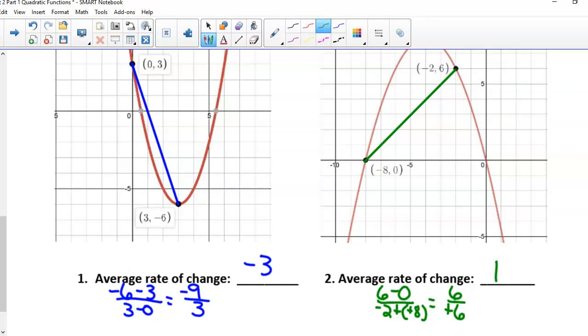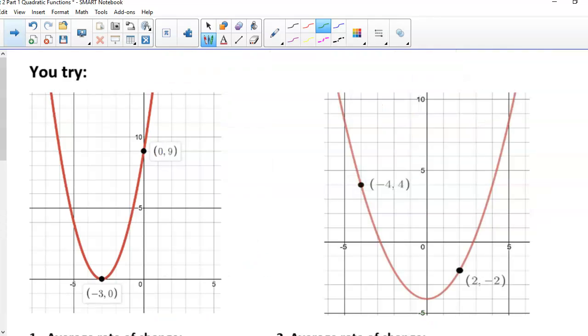Okay, let's take a look at the problems on the back. Okay, so why don't you go ahead and try the first problem. Pause the video, try the first problem, and then come back and check your work.